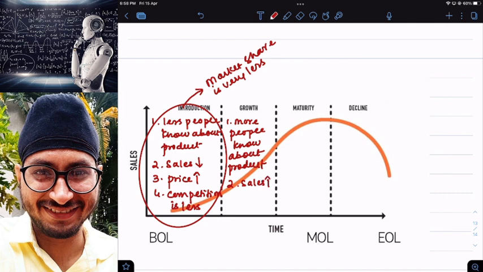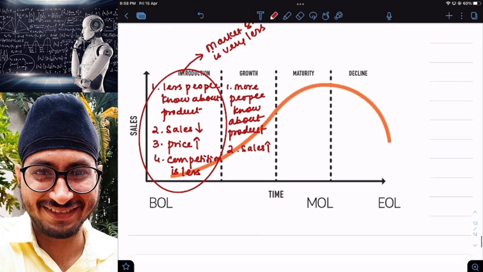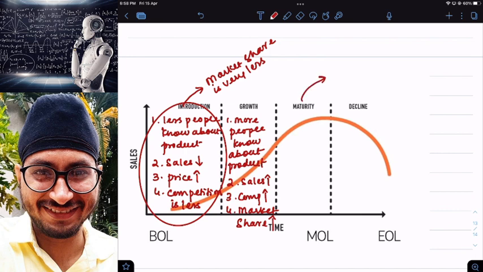How can my business grow? How can my product grow if there are no sales? And then what is going to happen? Because of this, competition is going to increase. And then, because of this, my market share is going to increase. Clear? So more people will come to know about my product, sales will increase, competition will increase, market share will increase. In which stage? Growth stage. Again, from growth, what will happen? Business will stabilize. Maturity stage is also called what? Stability stage.